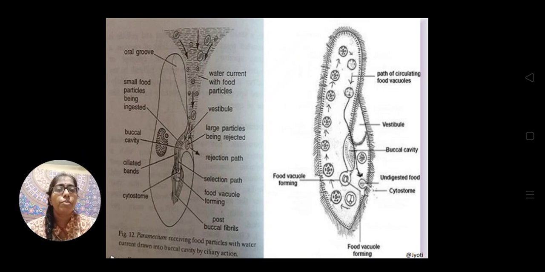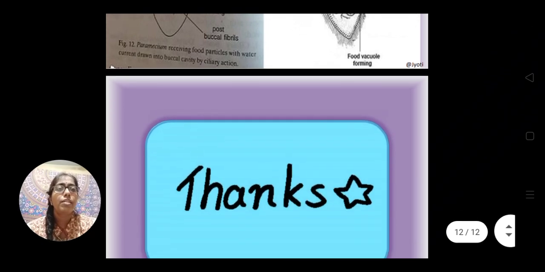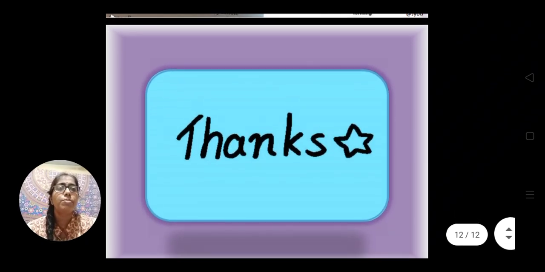So under simple organisms' nutrition, this much only, paramecium and amoeba, and I hope it is clear to you. And the labelled diagrams are there, you can see the labelings, and by seeing the labeling you can understand better.